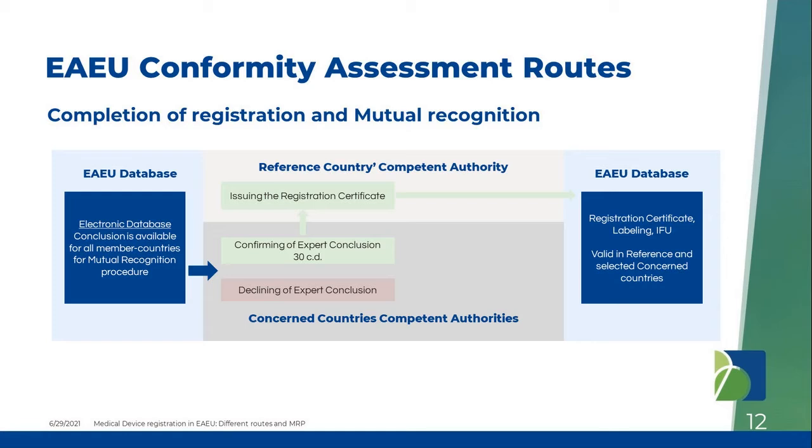If the competent authorities of the concerned states haven't provided any feedback within 30 days, this is regarded as no objection and approval of the expert conclusion. If the concerned states approve the conclusion, the reference country should issue the registration certificate where all the countries will be included. After that, the registration certificate, IFU or manual, and labeling will be uploaded to the electronic database of the Union. And this is the final step of the Eurasian Union registration route.